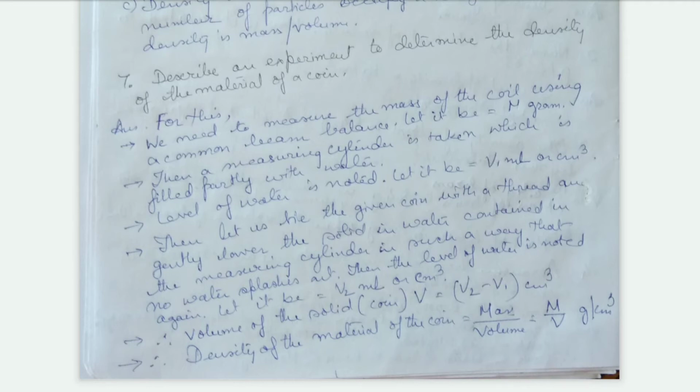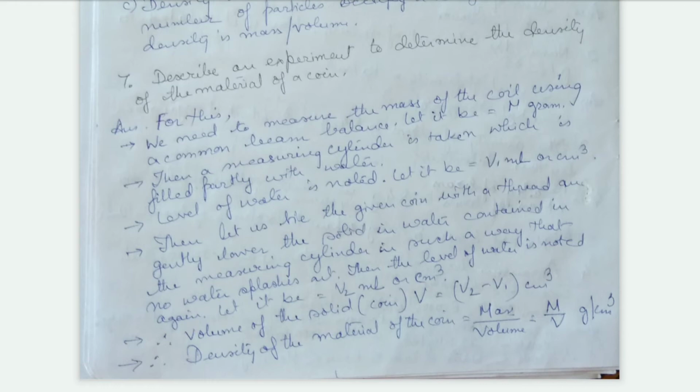For this, we need to measure the mass of a coin using a common beam balance, or a physical balance, you can say. Let it be m grams. Then a measuring cylinder, which is partly filled with water, is taken. Now the level of the water is noted. Let it be V1 ml or V1 centimeter cube.